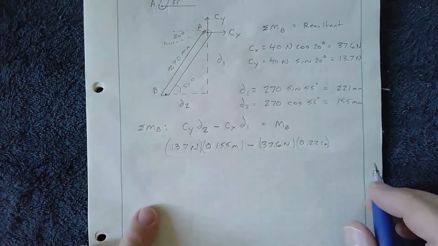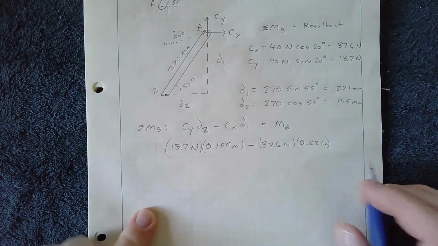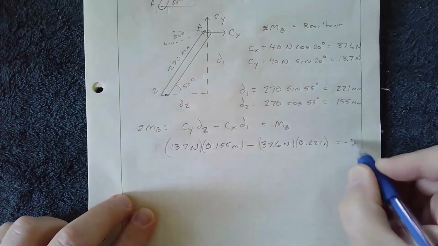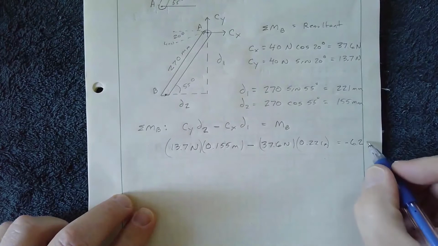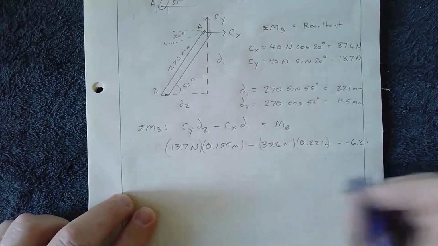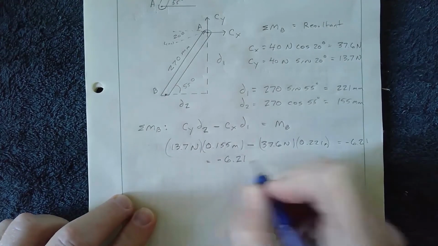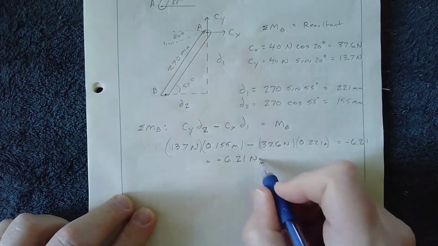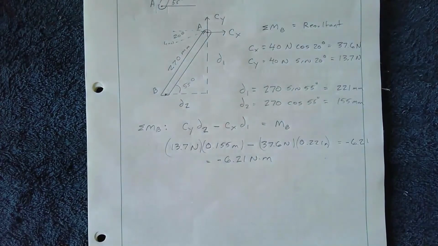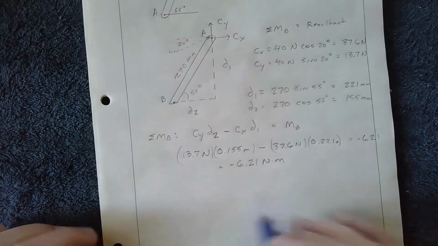Okay? And so once we get that, we end up with a value of about negative 6.21. Let me write over here, equals negative 6.21 Newton meters, thereabouts. So that's our first answer. So that's really what the couple creates.